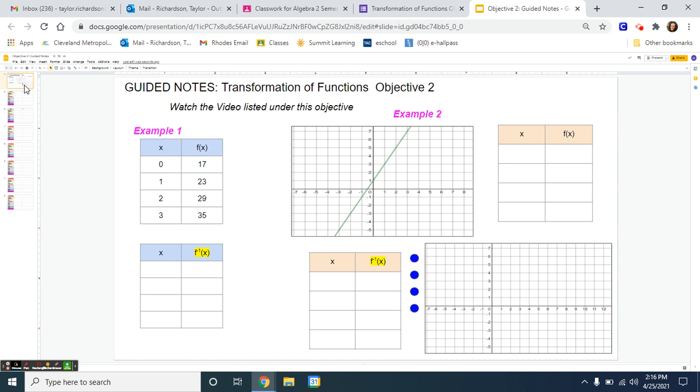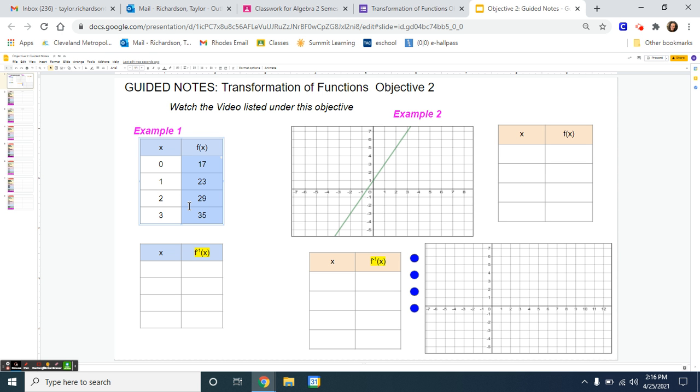The number one rule of finding the inverse, I don't care if it's a table, if it's a graph, if it's an equation, you always are going to flip your x value and your y value. That's what you're going to do always to find the inverse. So let's start off easy and kind of progress to a little bit harder. So the first thing is I'm giving you a table. Here are all your x values. Here are all your y values. I'm asking for the inverse.